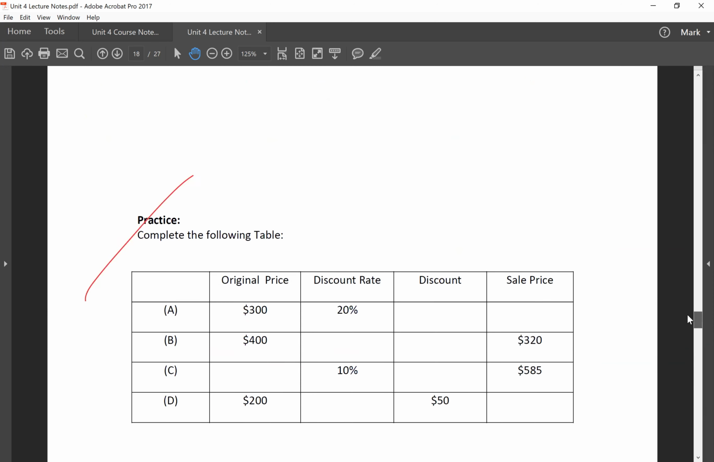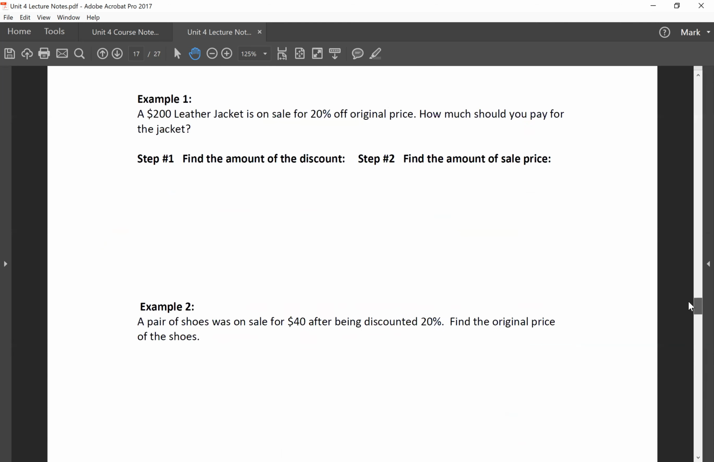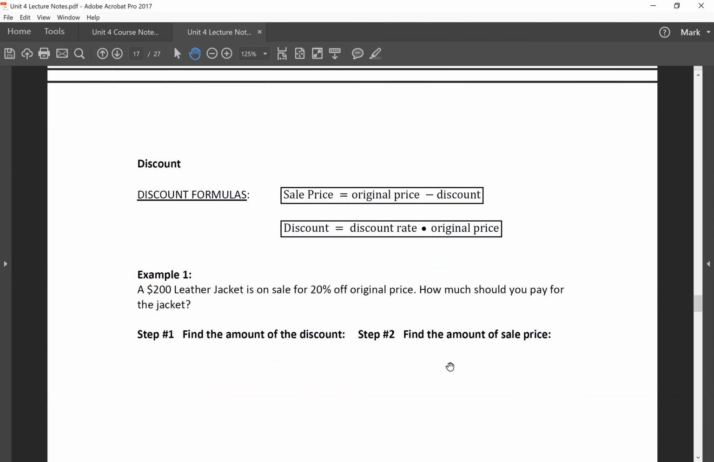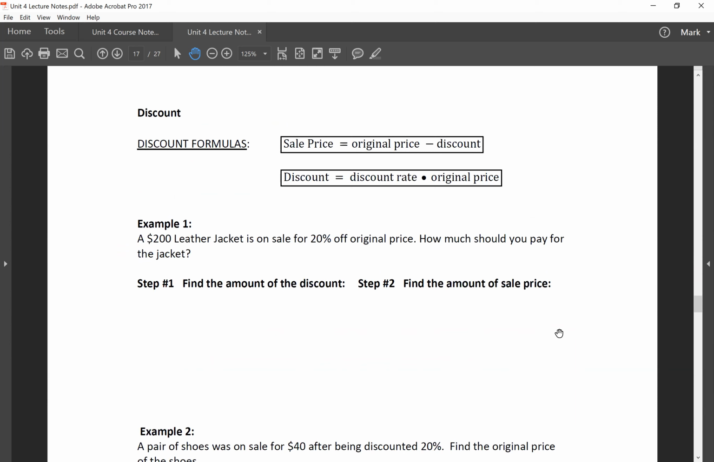Okay, so anyways, where was I going? Back up here. So page 16. Okay, what about discount? So discount is kind of like the opposite of what we've been talking about. You know, a business would buy something for cost, sell it for what we would call a profit.